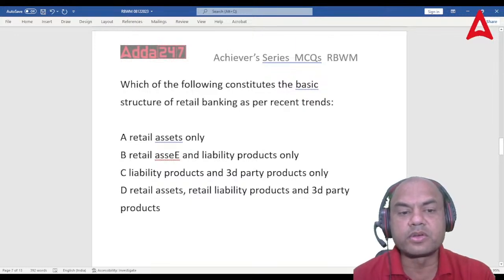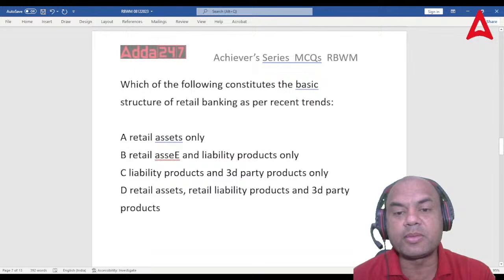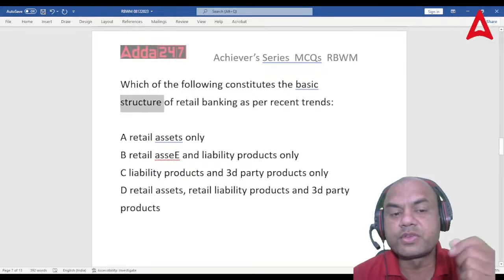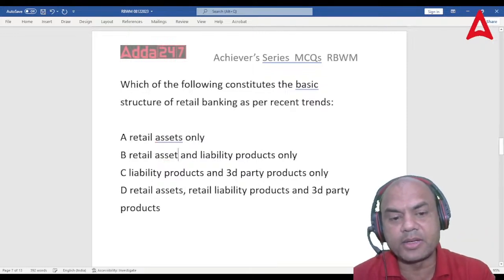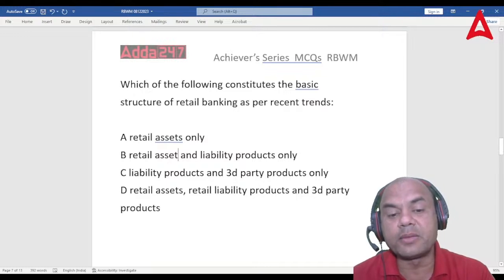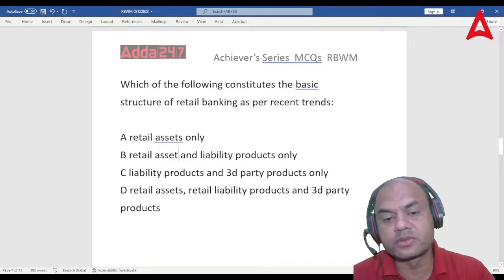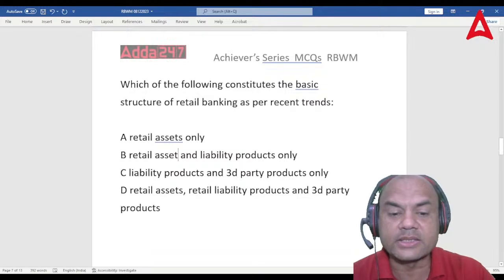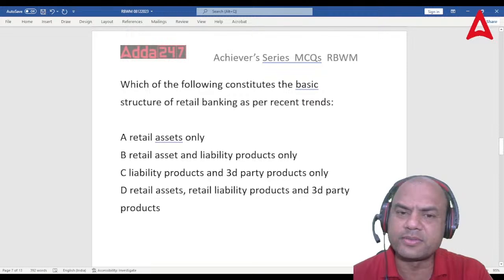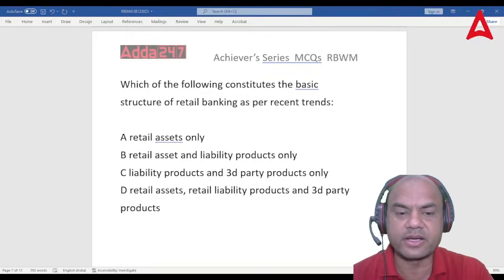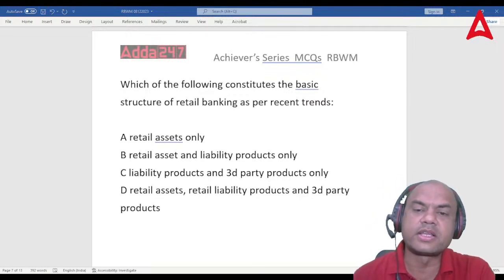Which of the following constitutes the basic structure of retail banking as per the recent trends? Structure means what do we sell? Do we sell retail assets only? Do we sell retail assets and liabilities? Do we sell liability and third party products only? Or do we sell retail assets, retail liabilities and third party products? This is quite simple, so you should be able to answer this, right? What do you think should be the answer?